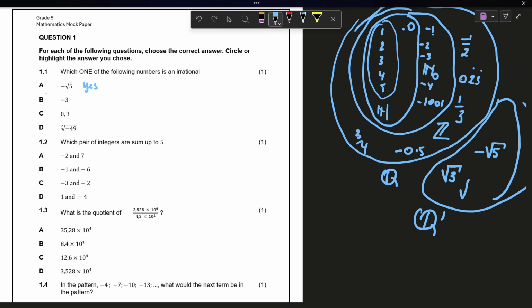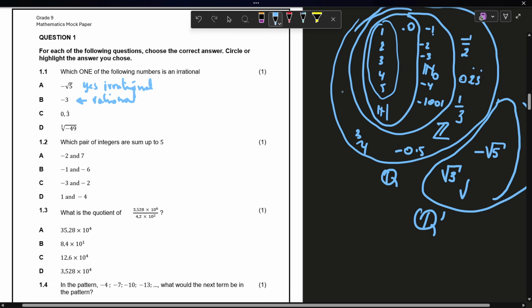Is this A? This is rational. This is irrational. Yes, this is irrational. But this number is rational. This one is irrational. This one is rational, because we saw it belongs in this set here. Any decimal with a recurring number is also rational because it can be expressed as a fraction. Rational means the number can be expressed as a fraction.